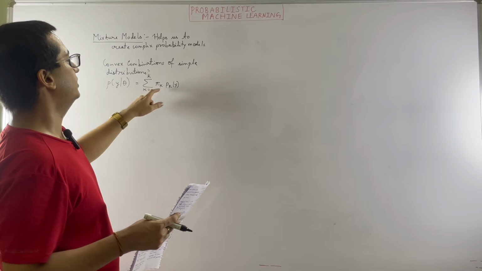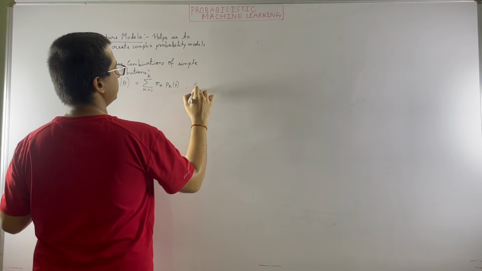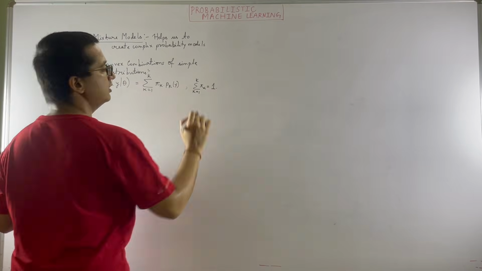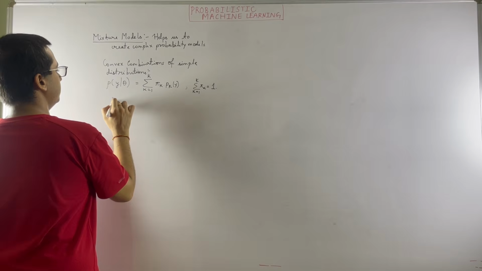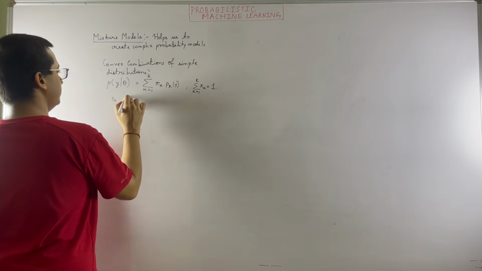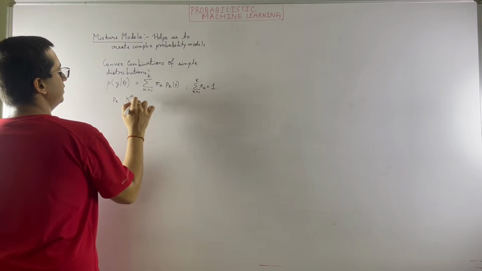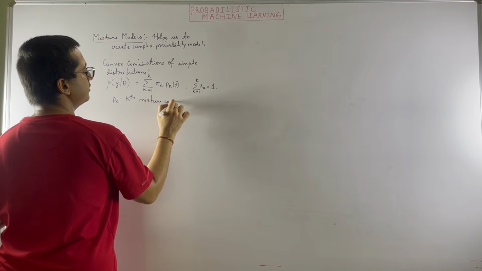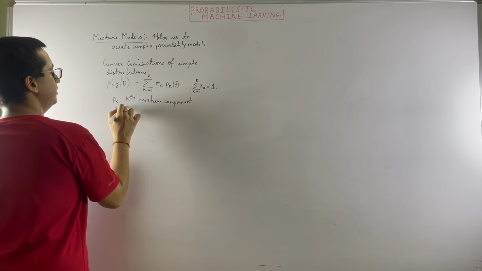That means summation pi k will also be 1, right? Because it's a convex combination, pi k will sum to 1. So p k is called the kth mixture component. This is my kth mixture component, and pi k are the mixture weights.